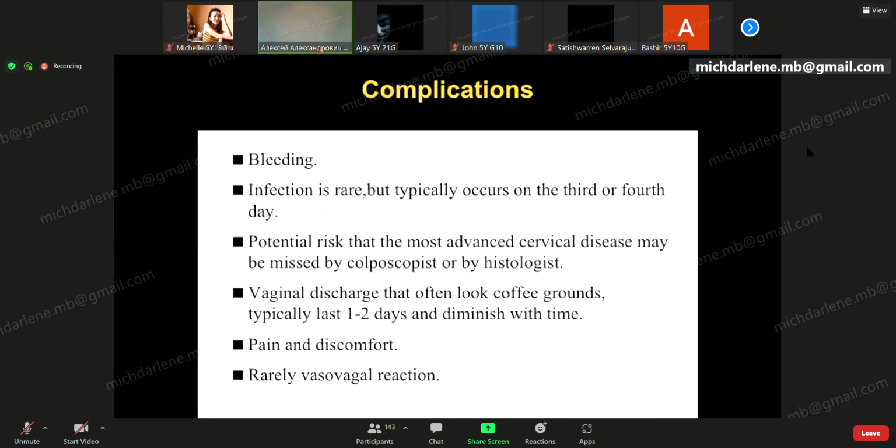Complications from the colposcopy procedure include bleeding. Infection is rare but typically occurs on the third or fourth day. There is a potential risk that the most advanced cervical disease may be missed by colposcopists or by histologists. Vaginal discharge that often looks like coffee grounds typically lasts for 1 to 2 days and diminishes with time. Pain and discomfort, and rarely a vasovagal reaction, may occur.